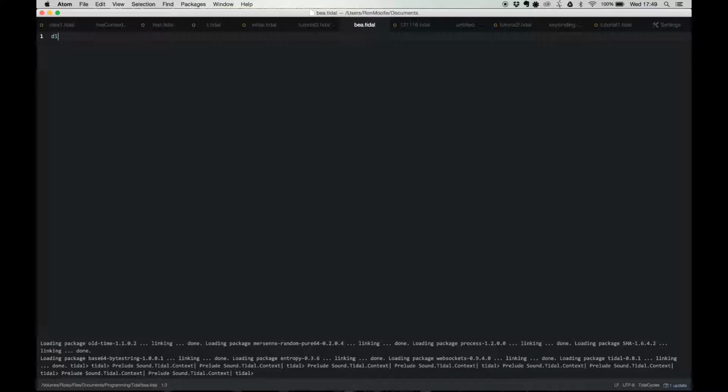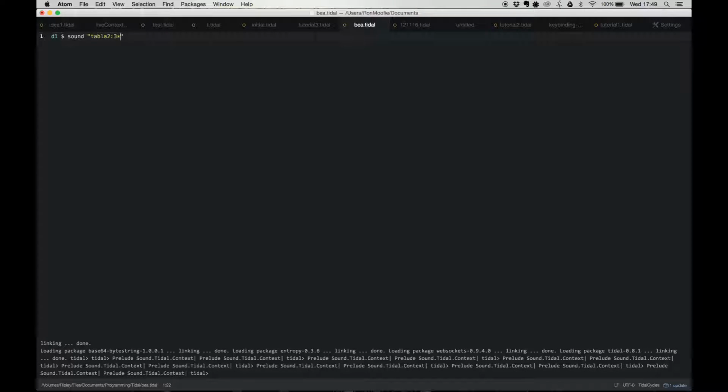So if we were to load up a basic sound, again, let's go tabla 2 again. I like these tabla sounds. So there's the tabla sound looping around. And what we've been looking at before is multiplying it by certain numbers or doing certain polyrhythms. But what we can do with a Euclidean sequence, I'm just going to hush it for a second, is create quite interesting rhythms with it.